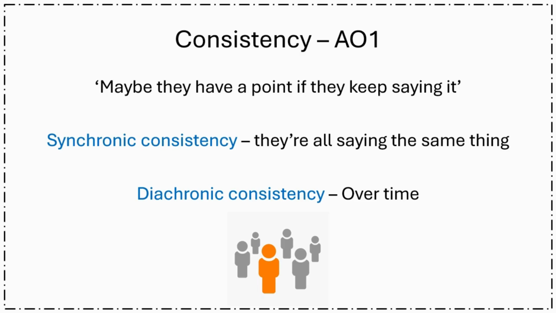And that way people start to listen because they think, well, if they keep saying it, they must have a point. There's 2 types: synchronic, first of all, where they're all saying the same thing, so everybody in your group are saying the same thing, and diachronic, which is over time, so they're saying the same thing on more than one occasion.